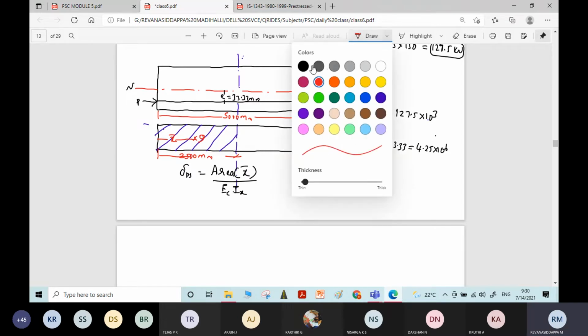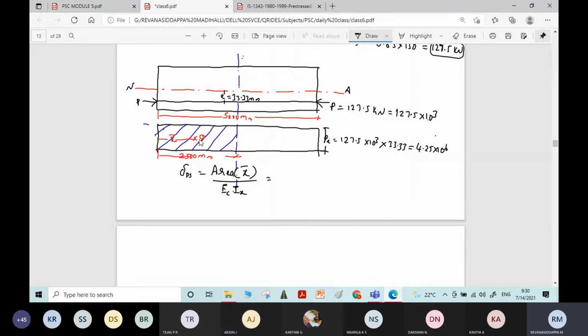What is the value of X bar? Area X bar will be 2500 divided by 2, 1250. Okay. There is only one area. And one more important thing, the sign is negative.